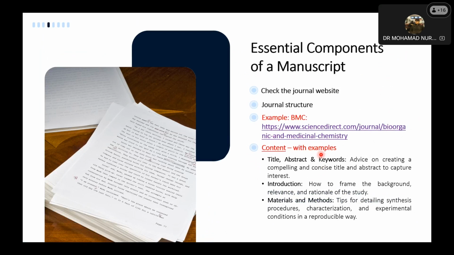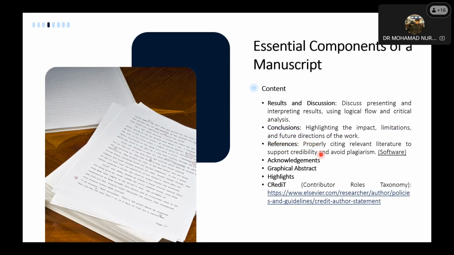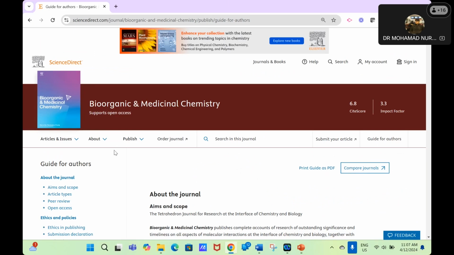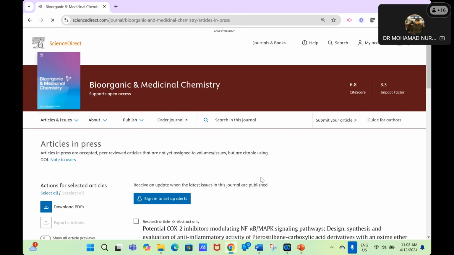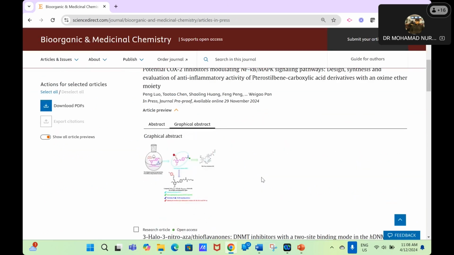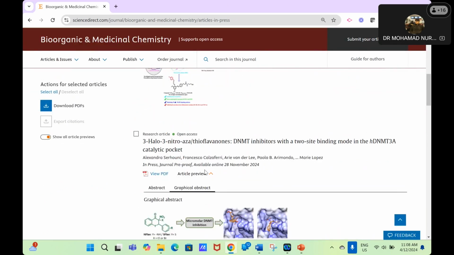So the thing that I need to highlight about the graphical abstract, okay? If you are trying to write a paper and suddenly you don't know about the flow, I am just using Bioorganic and Medicinal Chemistry as an example. You go to the latest issues, or articles in press. This is for Elsevier. What you can do is try to download any paper. Okay, maybe this one.